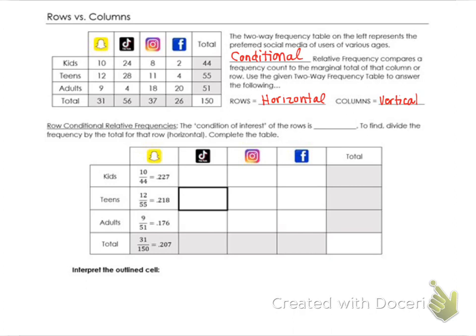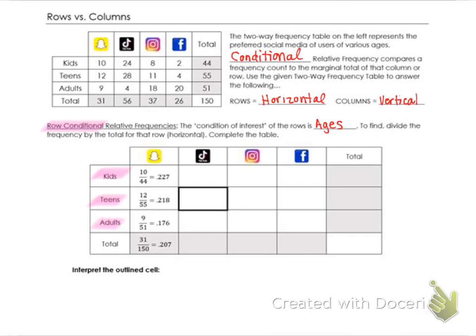Okay, so first example, again we are calculating decimals. So it says row conditional relative frequencies. I would very highly suggest that you highlight row conditional, because that means that we are going left and right. So what is the category that's going left and right? Well, that would be the ages. So it would be kids, teens, and adults. So in that first blank, we are going to write ages of people.